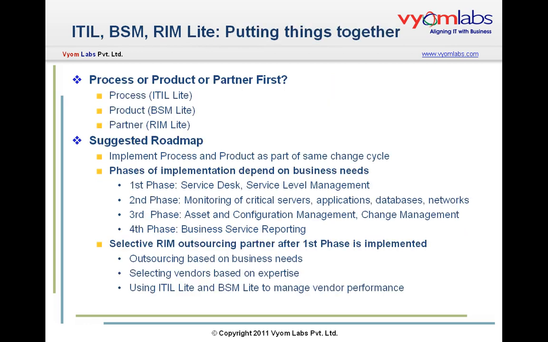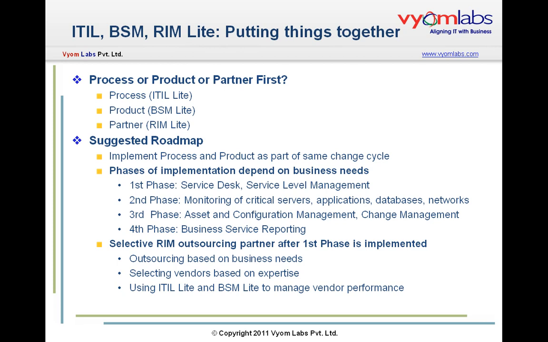So we have talked about ITIL, BSM and RIM Lite. Let's try to put all these things together in your setup. When we say ITIL Lite, it is about processes. When we talk about BSM Lite, it's about the product. And when we talk about RIM Lite, it is about the partners. So how will you be able to prioritize these aspects and put them in your organization? What is the first thing you should be doing? What is the next thing you should be doing? Let us talk about that here.